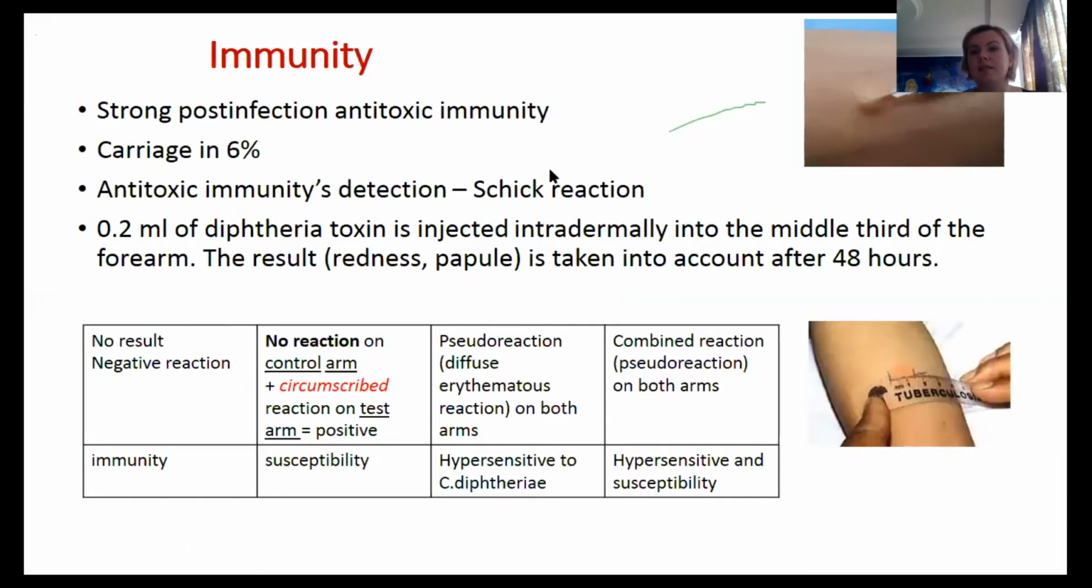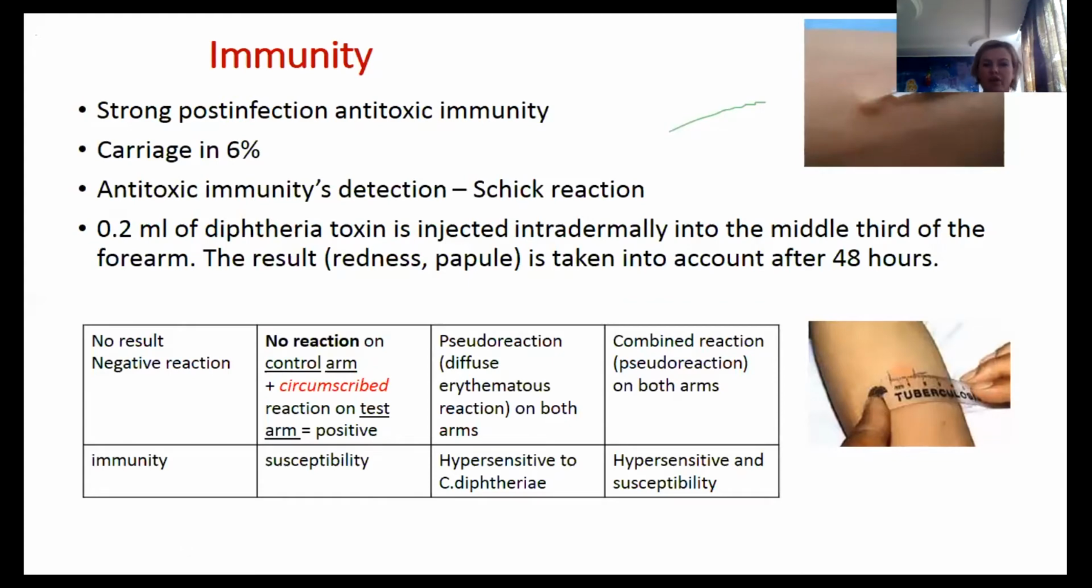Immunity after this disease is strong, post-infection, antitoxic. Carriage can be detected in 6% of patients after this disease. Antitoxic immunity can be detected by the Schick reaction. How do we perform it? Like a Mantoux test. We inject intradermally into the forearm 0.2 milliliter of diphtheria toxin. After 24 or 48 hours, you should check the results.